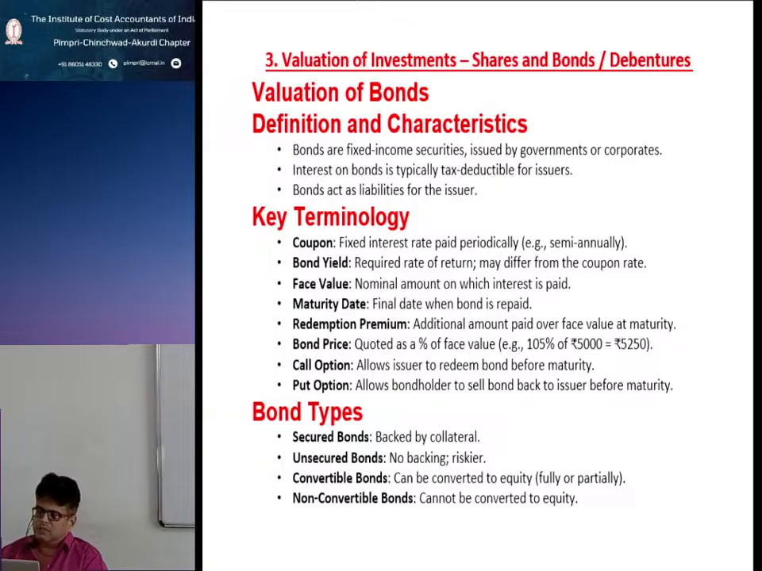Then another terminology that is used is bond price, which is quoted as a percentage of face value. For example, 105% of 5,000 means rupees 5,250 is the bond price.